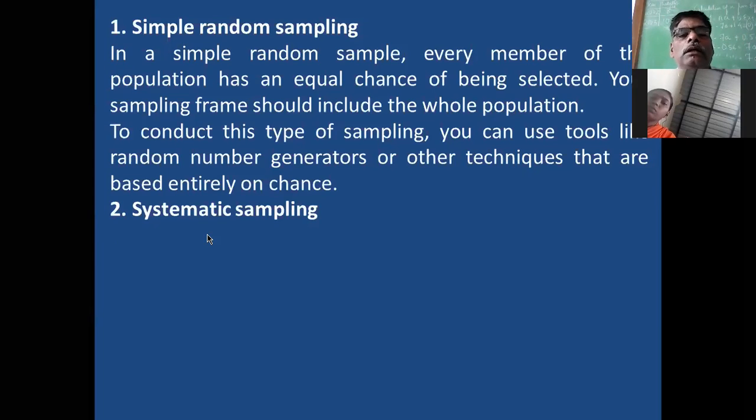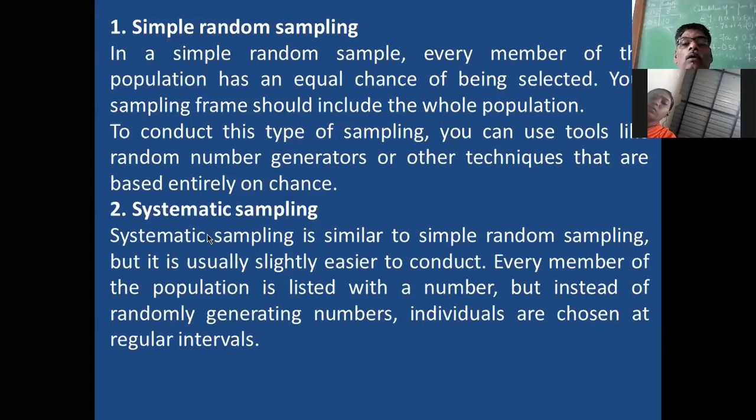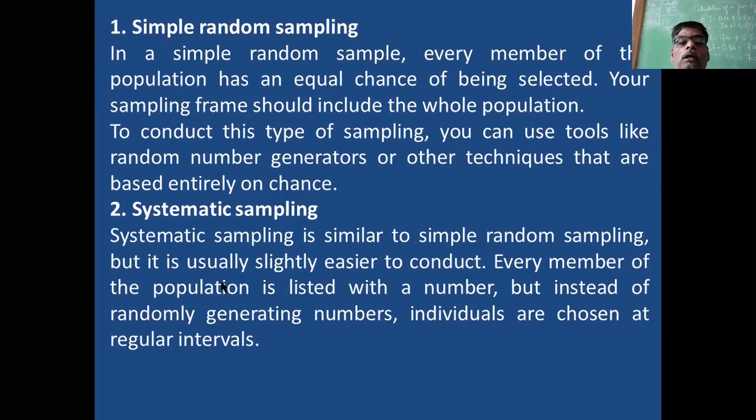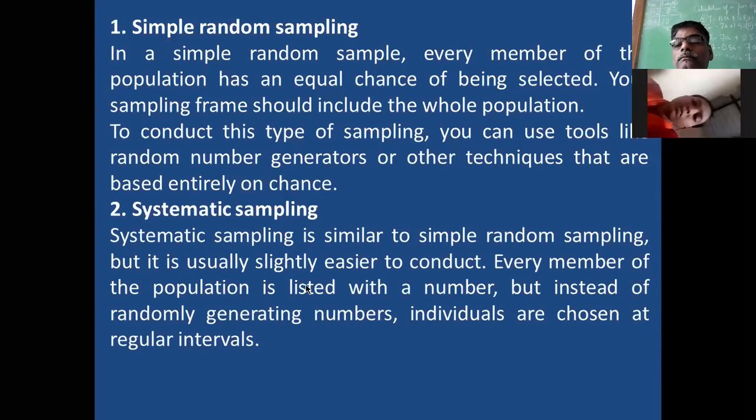And second is systematic random sampling. How? The systematic random sampling means it is same as simple random sampling, but it is usually slightly easier to conduct. Okay. So every member of the population is listed with a number. Every member of the population or every member of the group is given a number, serial number. Instead of randomly generating the number, individuals are chosen at regular intervals. We choose the regular intervals.